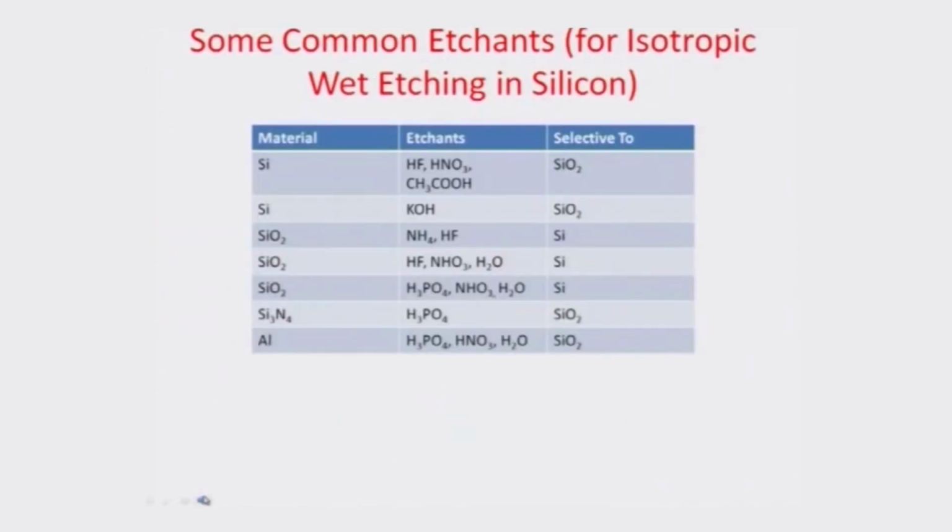Let us now look at some of the common etchants for isotropic wet etching, and this we had actually mentioned before. So, you have the material to be etched, the etchants which are used and what it is selective to, and this table has been well described before as well. So, just for the records, these are very important for realizing some of the basic MEMS processes which would require this kind of wet etching action on top of silicon substrates.